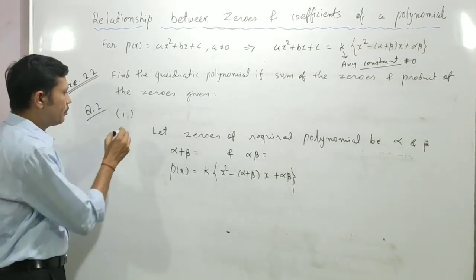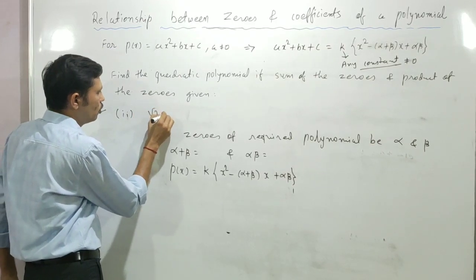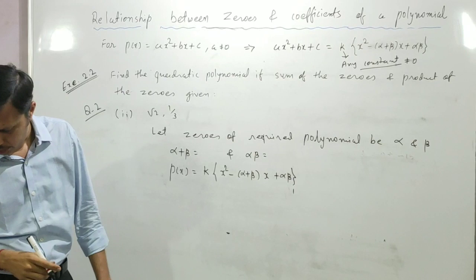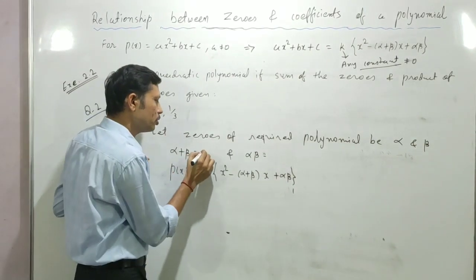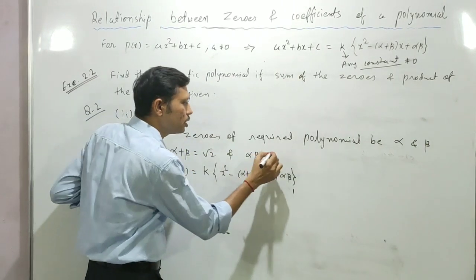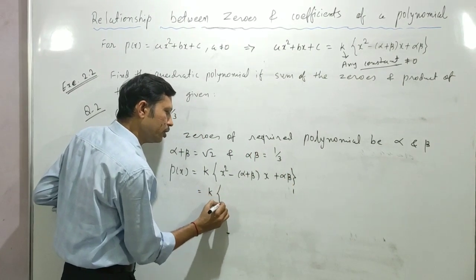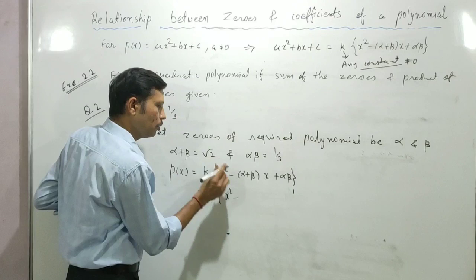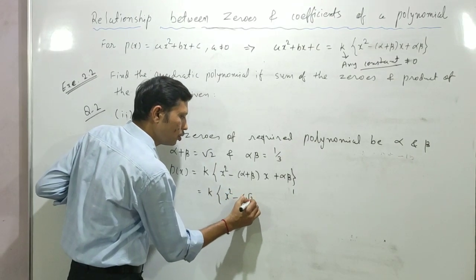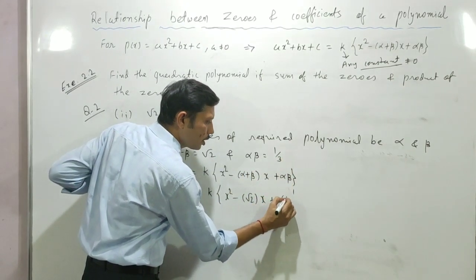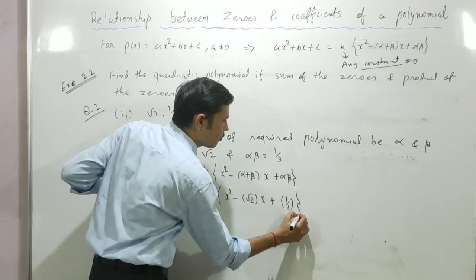I will take the second example. Root 2 and 1 by 3. One is irrational, another one is rational. So again, the sum of the zeros is root 2 and the product of the zeros is 1 by 3. Now, simply replace the values here: x square minus the sum of the zeros, root 2 x, plus the product of the zeros, 1 by 3.